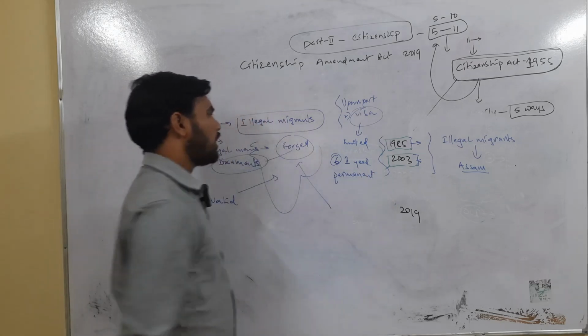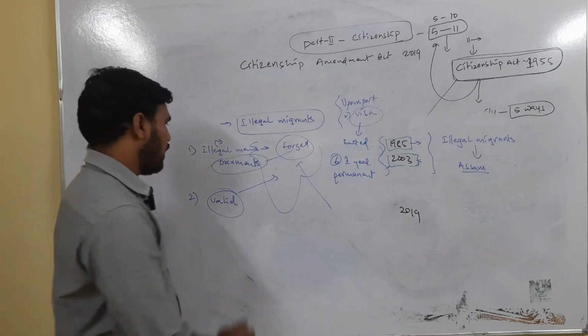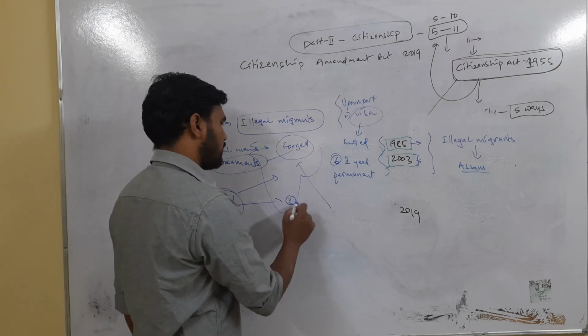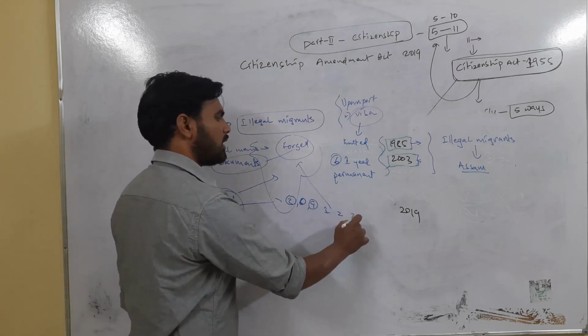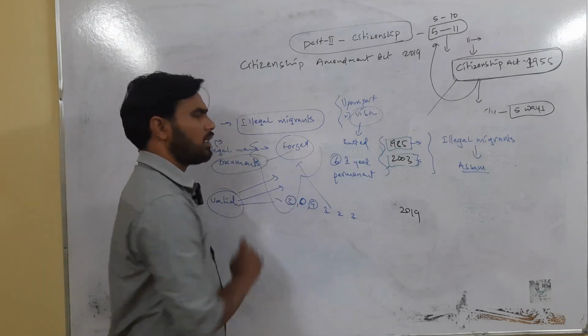So what generally happens is that people come with a valid visa and valid documents. Then the visa expires, maybe after 3 months, 6 months, 9 months, 1 year, 2 years, or 3 years. Still, these people will not leave the country.